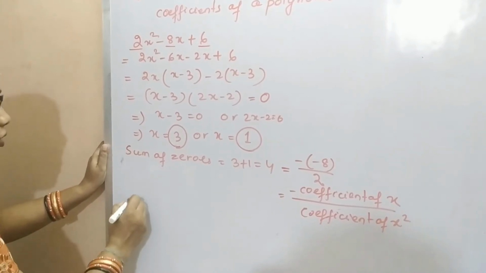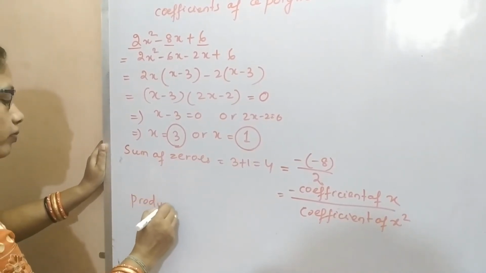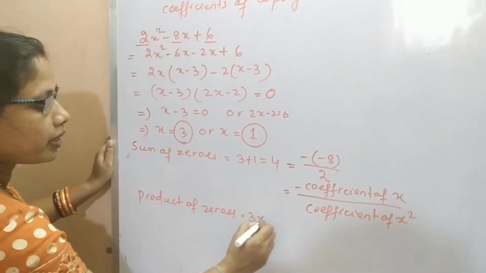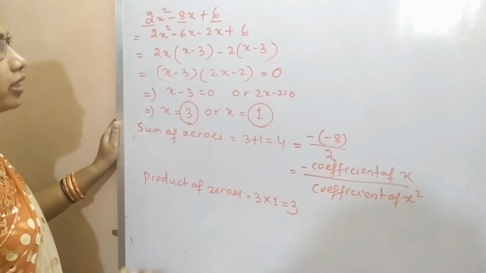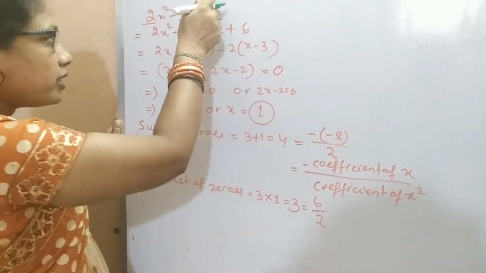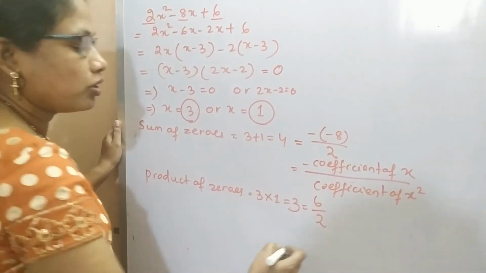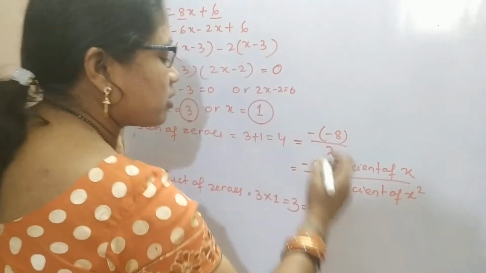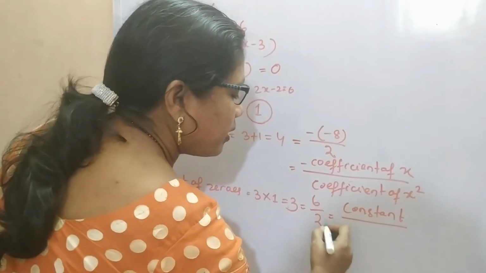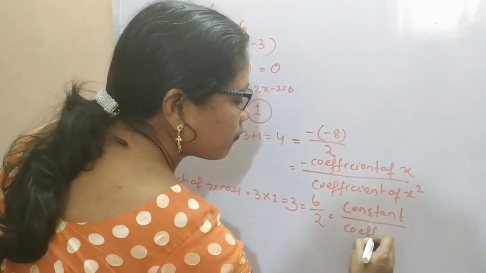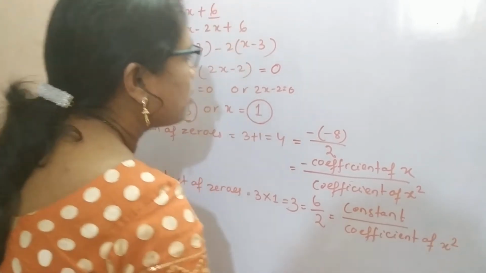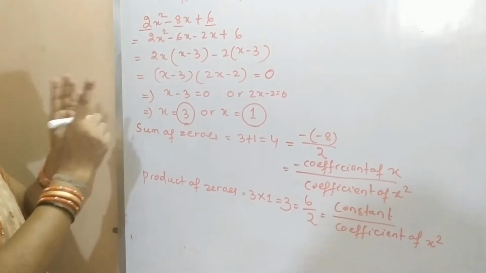Then what is the product of zeros? This is 3 multiplied with 1. This is equal to 3. So 3 can be written as 6 by 2, in terms of its coefficients. So 6 is the constant term, divided by coefficient of x square.